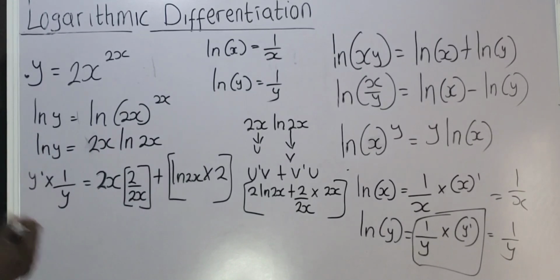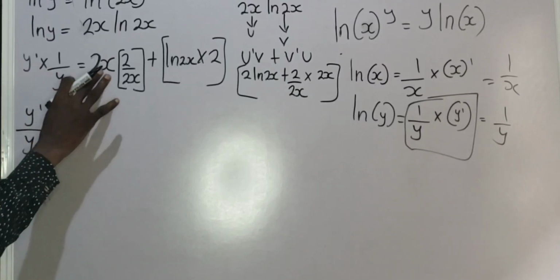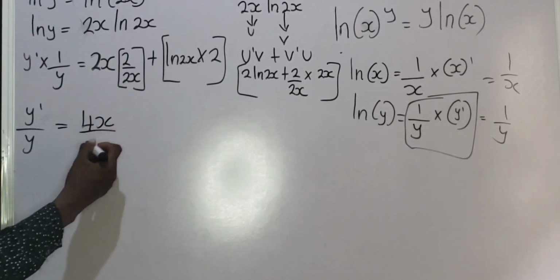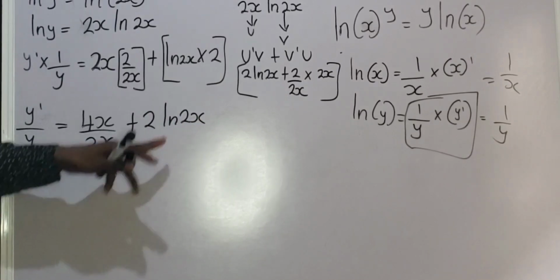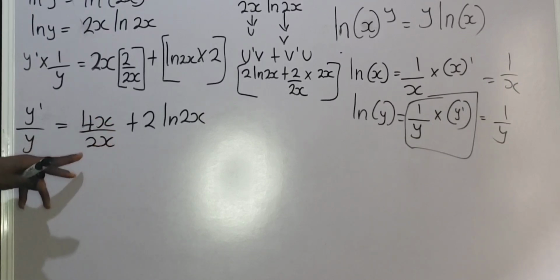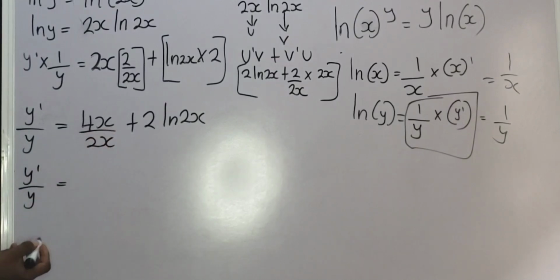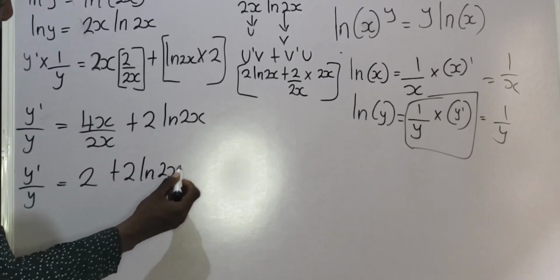Okay, so let's proceed. For this, I'm going to have the derivative of y over y is equal to 2x multiplied by 2, that is 4x. So I'm going to have 4x over 2x plus 2 ln 2x. Do you understand? That is 2 multiplied by ln 2x, that is 2 ln 2x. Now, we are having 4x here, I'm having 2x here. I can reduce this: 4x divided by 2x, that is 2, right? 2 plus 2 ln 2x, right?